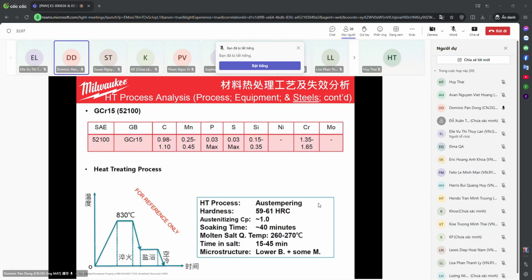So here we are, the third example of the typical steels for heat treating, that is GCr15 and SAE 52100. We have the heat treating. We see again for us tempering. So we can see that on the above, we have the holding temperature around 830 Celsius and put it into the molten bath. The molten bath temperature is around 200 to 260 to 270. And the time duration, again, we see this value, 15 to 45 minutes.